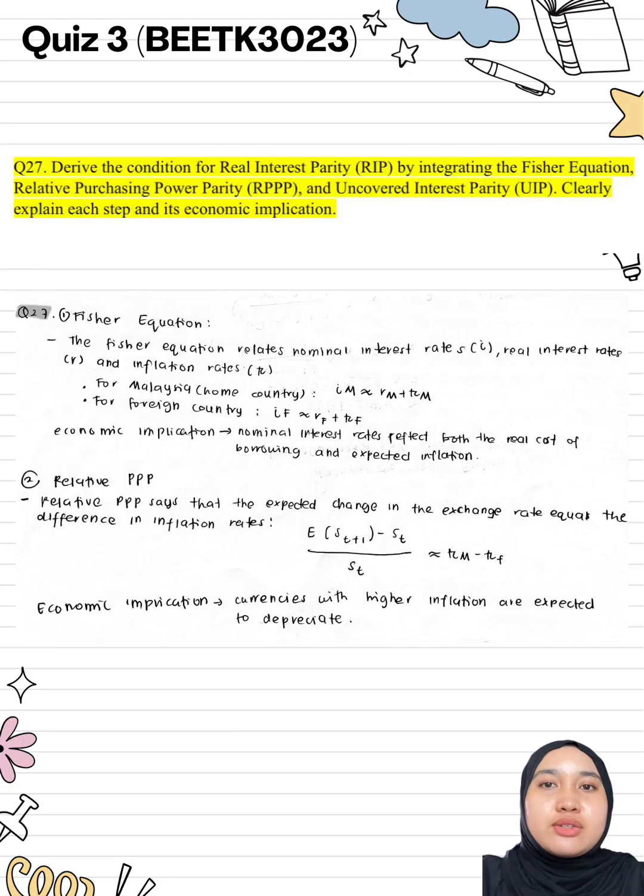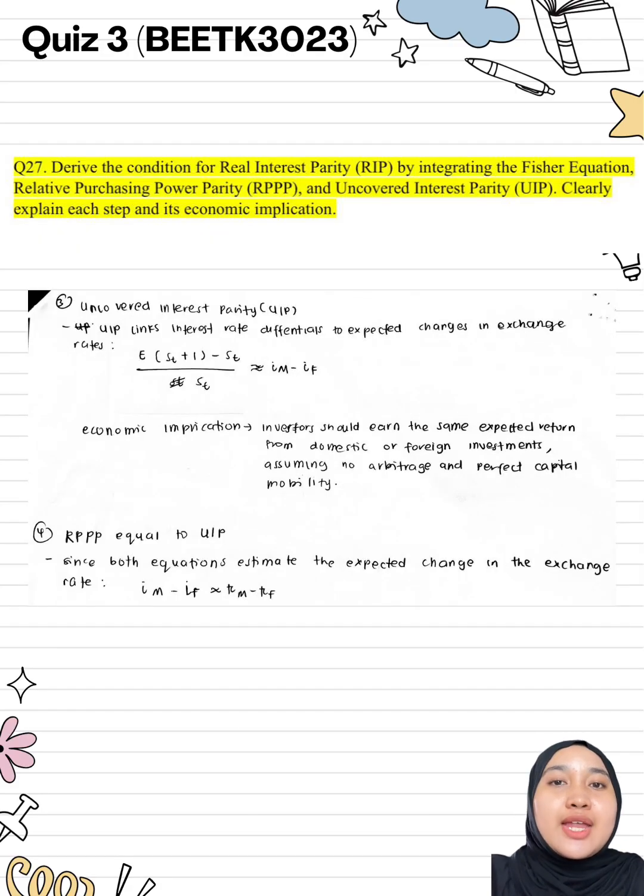Now let's look at the relative purchasing power parity. According to relative purchasing power parity, the expected change in the exchange rate depends on the difference in inflation rates. We express it as E[S(t+1)] minus S(t), over S(t), is approximately equal to πM minus πF. This means if Malaysia's inflation is higher than the US, then the ringgit is expected to depreciate against the US dollar.